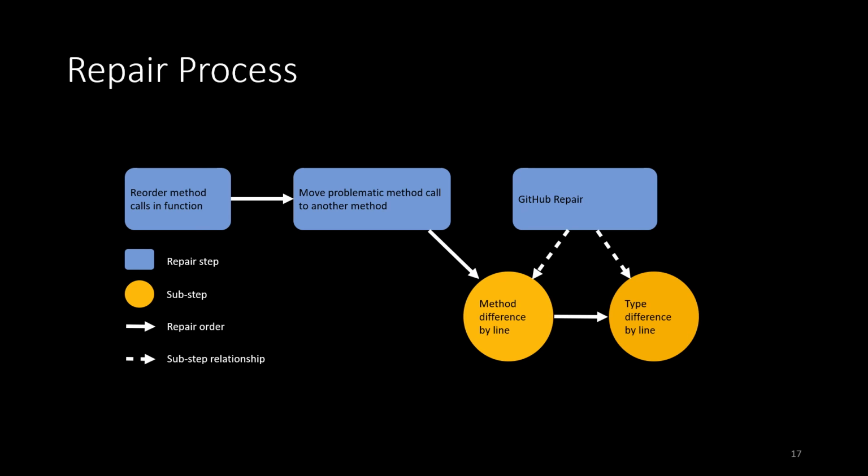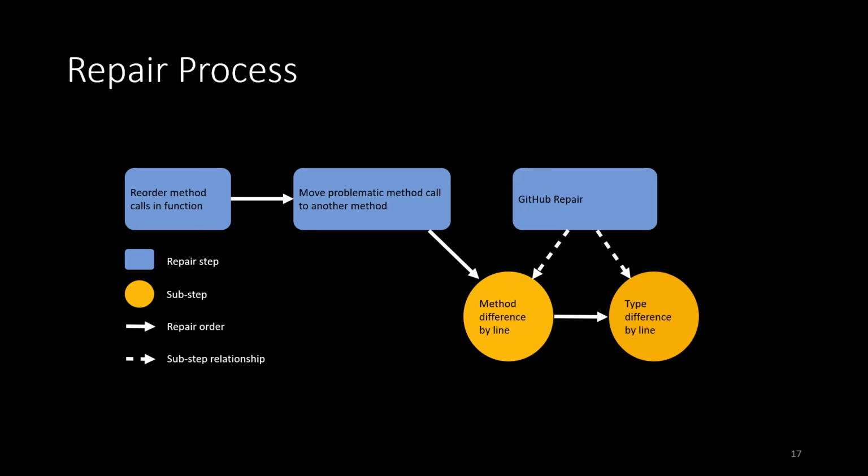So FrameFix tries to reorder how the methods are occurring, hoping that the methods are just called in the wrong order. If that doesn't work, it will then try to move the problematic call to another method, in this case hoping that the objects in that method call will now be in the correct state. Finally, if that doesn't work, FrameFix will use GitHub repair.